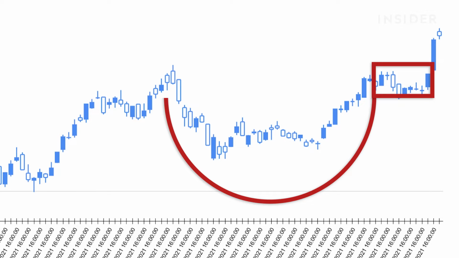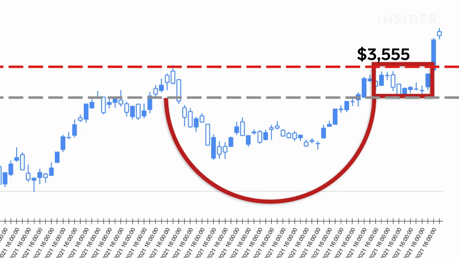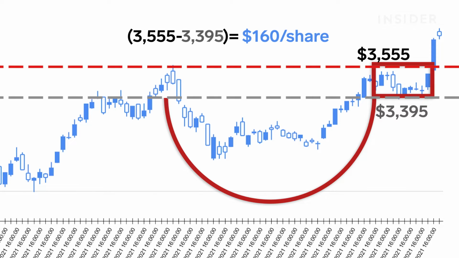With this strategy, you'd buy an Amazon stock when it's at the top of the cup, which is at or above the most recent high of $3,555 in this case. You would place a stop loss order at the most recent low in the handle, which is $3,395. This way, the risk, or maximum amount you would lose, would be $160 per share.